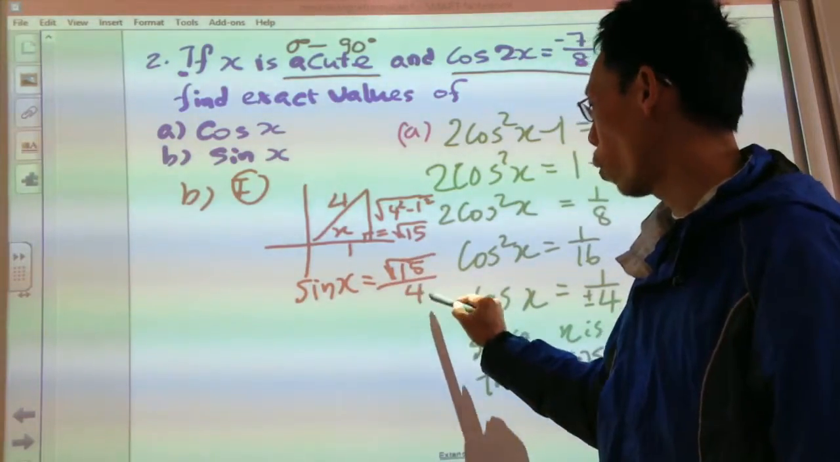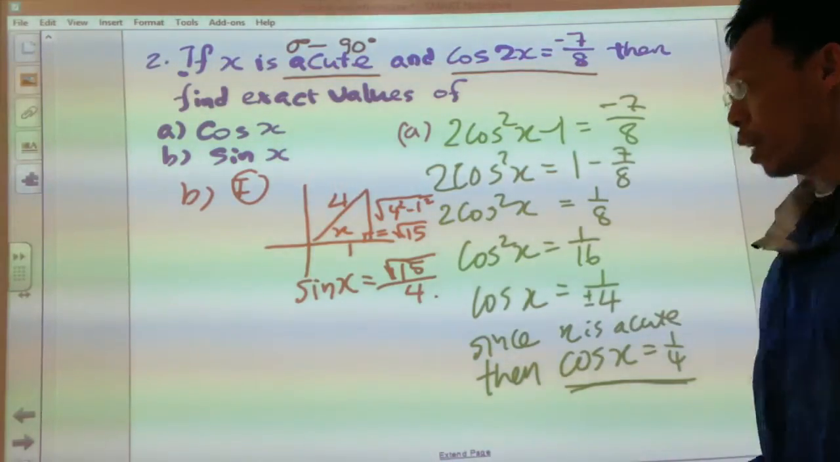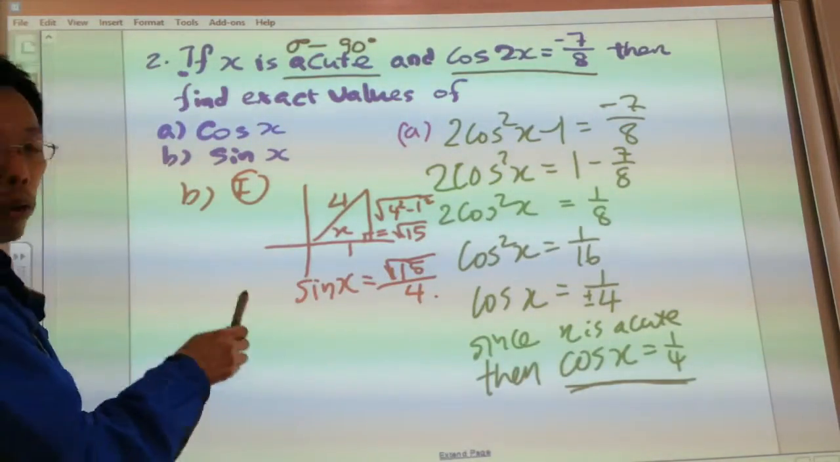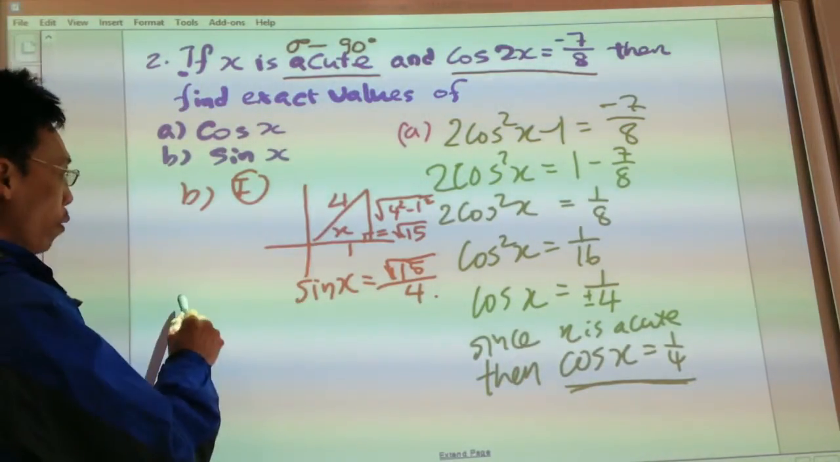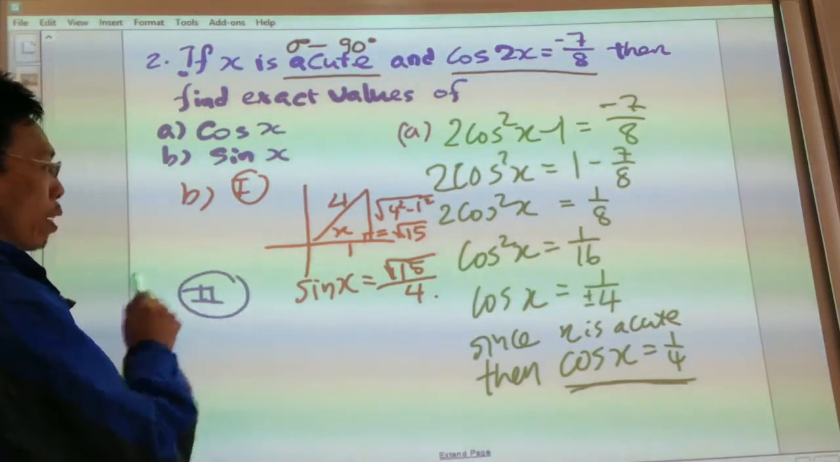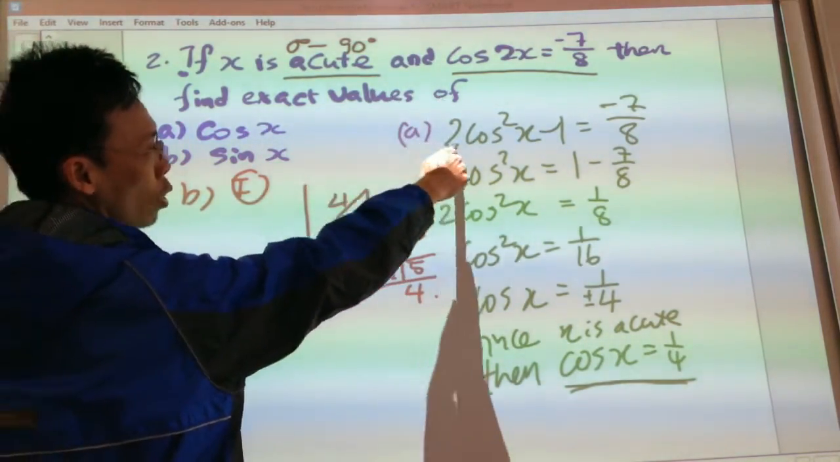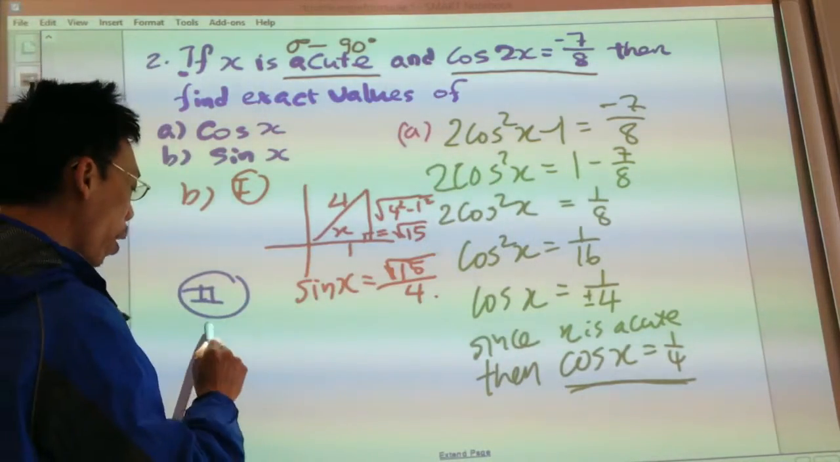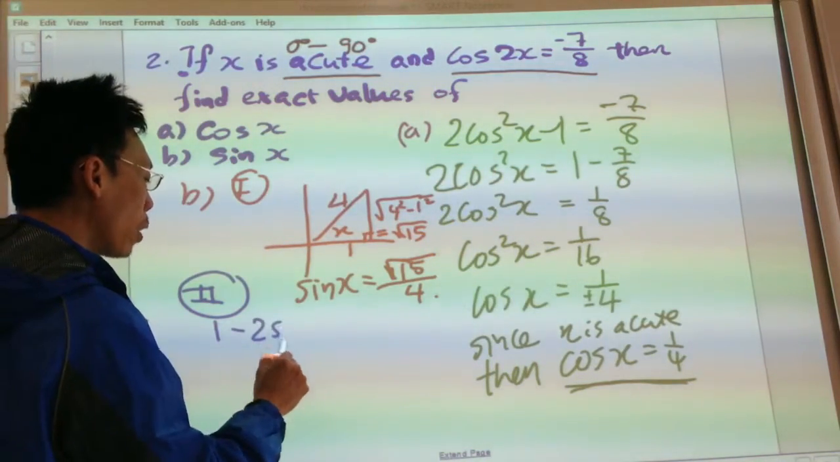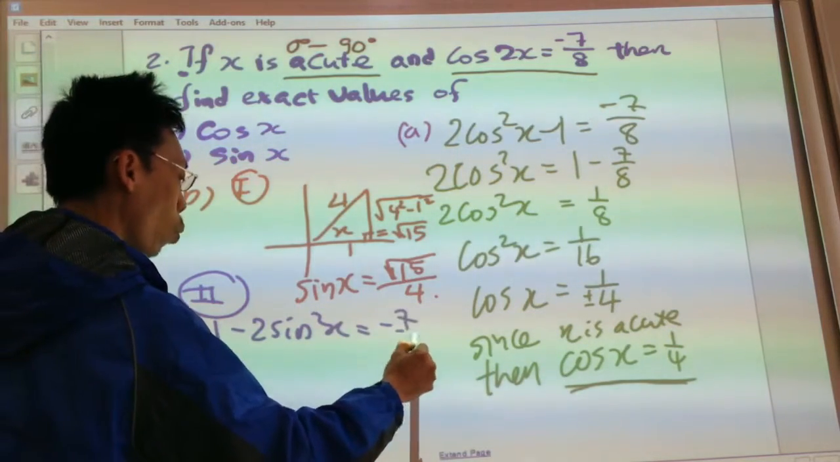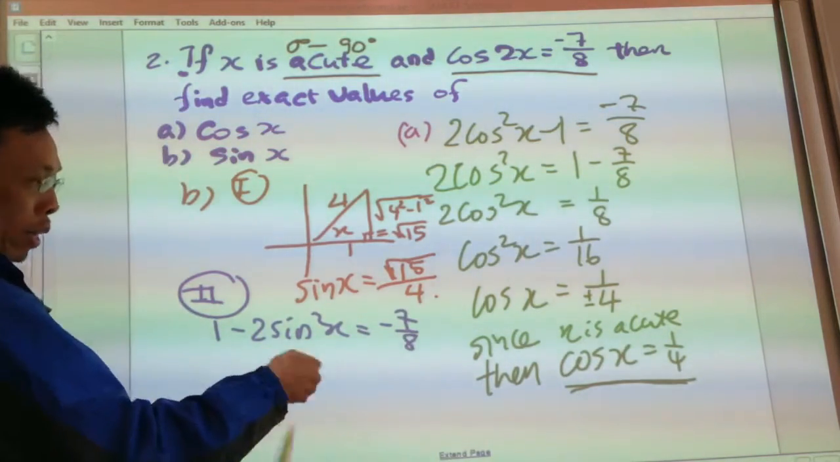So very quickly then, sine x is square root of 15 over 4. Now the other method is that if you say, well, I don't really know whether this answer is correct, and I want to be on the safe side, then you can use method number 2. Instead of writing cosine 2x as 2 cosine square x minus 1, I can write it as 1 minus 2 sine square x equal to -7 over 8. And then figure out what is sine x.